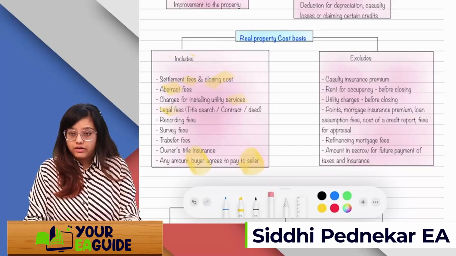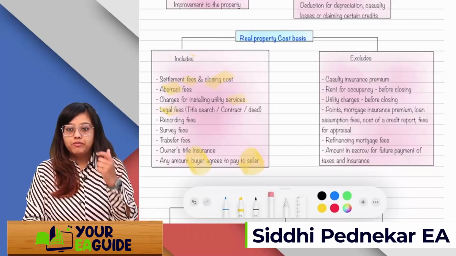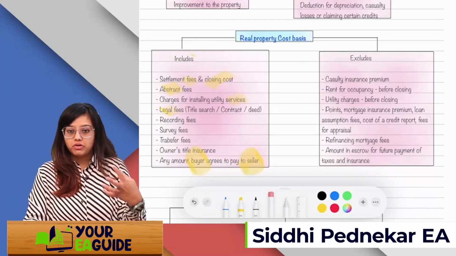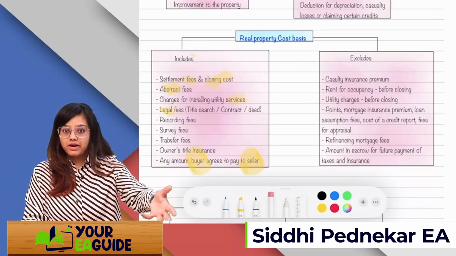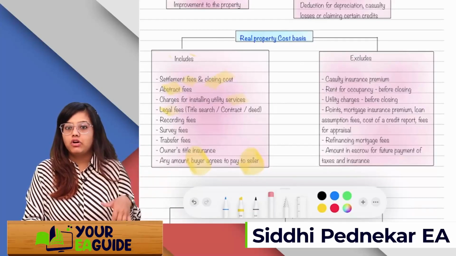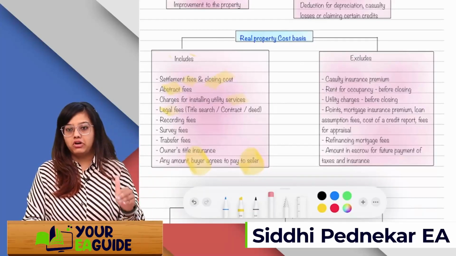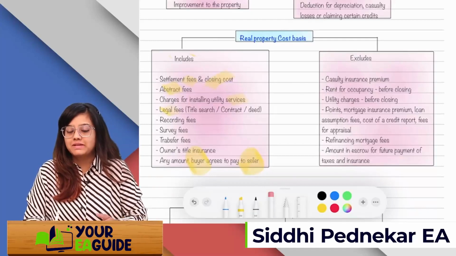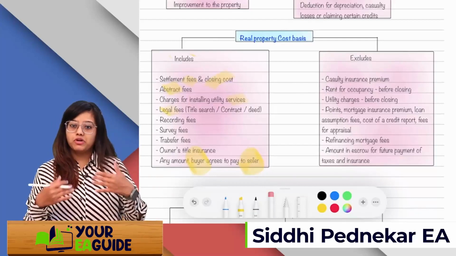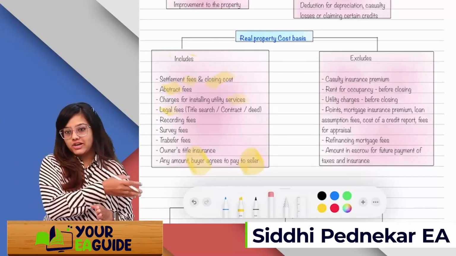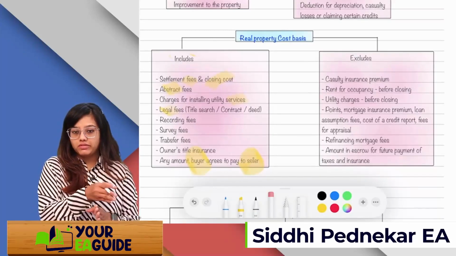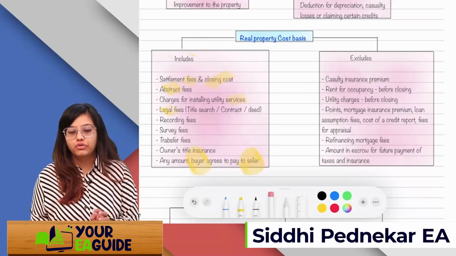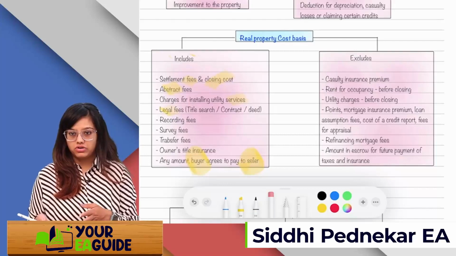Then there's rent for occupancy before closing. Before closing means what? Before you are purchasing the asset, there is some rent which is pending, right? That will not be included in your real property cost basis. Next is utility charges before closing. Before closing means simply, remember this thing, before purchasing the asset, whatever charges were paid, or whatever expenses were incurred by the seller, the buyer is not going to include them in the cost, right?